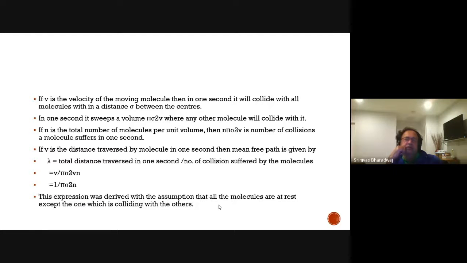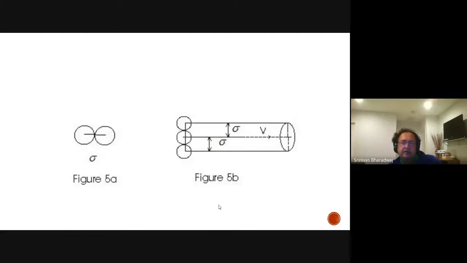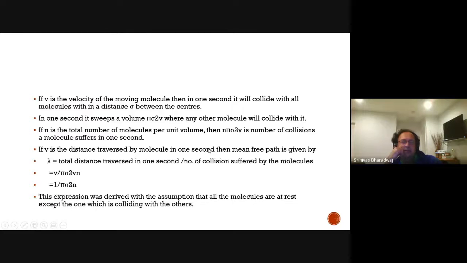V is the velocity of the molecules. Then in 1 second, it will collide with all the molecules within a distance sigma between the centers. In 1 second it sweeps a volume pi sigma square V, because we use a cylinder, where sigma is the radius and V is the height of the cylinder, because it travels translationally this much. V is the distance traversed by the molecule in 1 second.